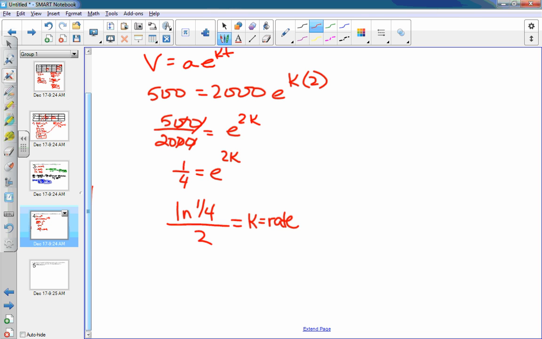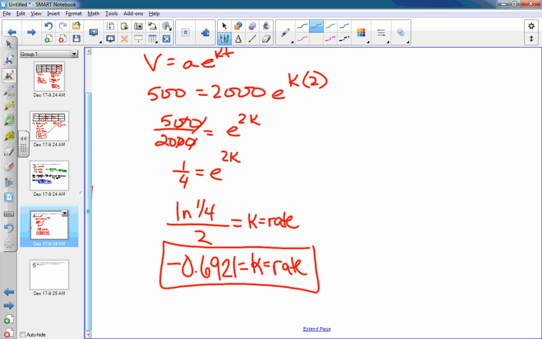And when you plug that in, what do you get? Negative 0.6921 is equal to my k value, which is my rate. I think that's what it is, isn't it? Anybody? Everyone? Man, I was close. My memory failed me a little bit. Okay, do we all see our rate?